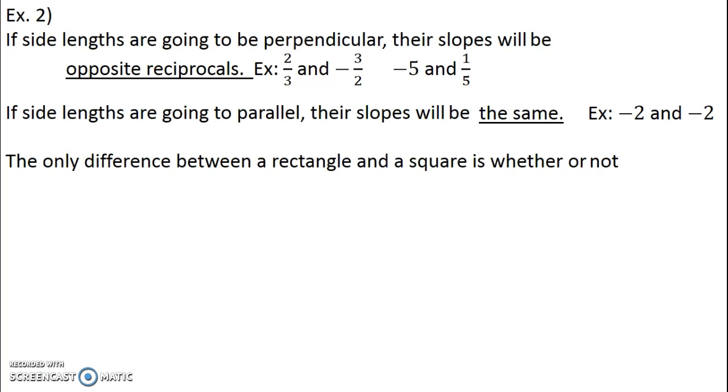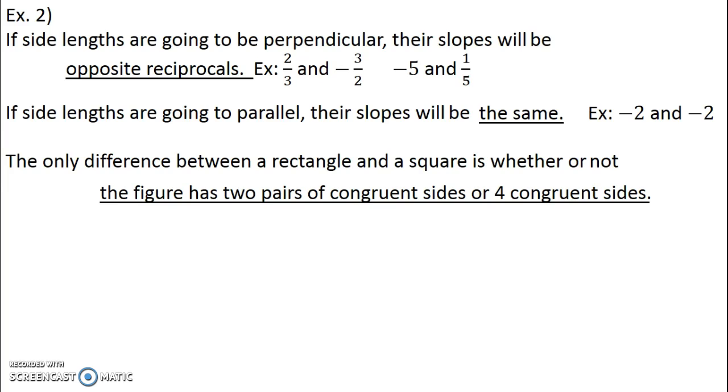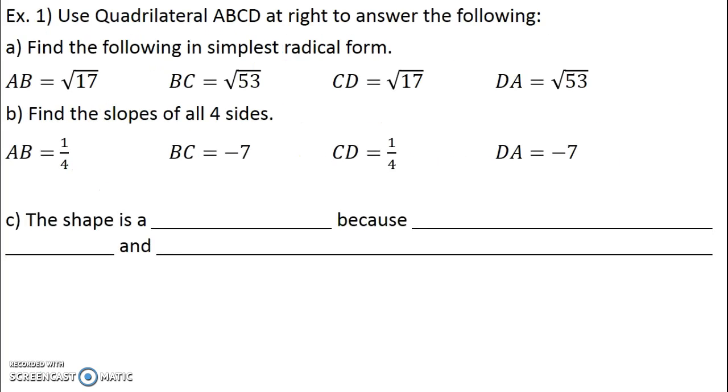The only difference between a rectangle and a square is whether or not the figure has two pairs of congruent sides or 4 of the same side. We know that about squares. We know all 4 sides. But you need to check to see, do we have 2 pairs of congruent sides or do we have all 4? So let's go back to that shape. We do not have all 4 sides equal. We do not have a rhombus. That means we cannot have a square.